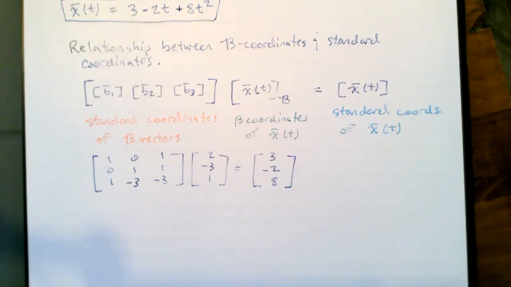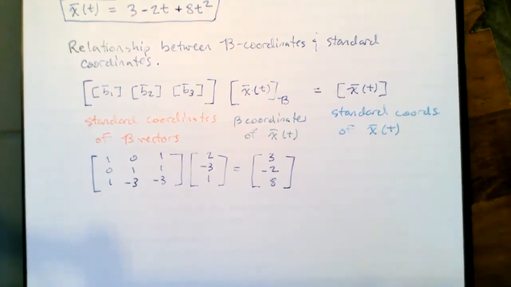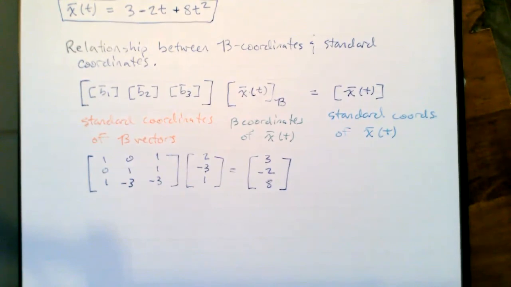Notice that I'm not just saying the coordinates because there's lots of different coordinates: the standard coordinates of the B vectors, the B coordinates of x, and the standard coordinates of x. Sorry, I keep hitting the table and making it wobbly. Blair Witch Project style.